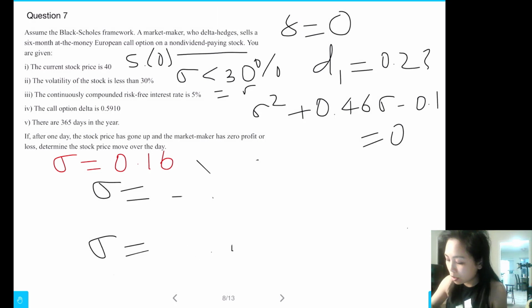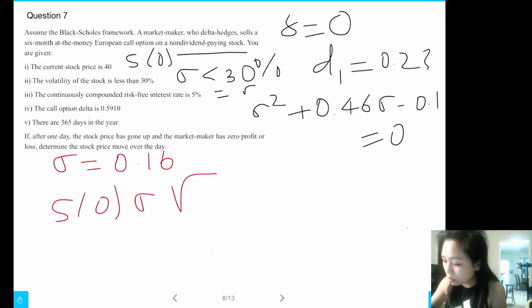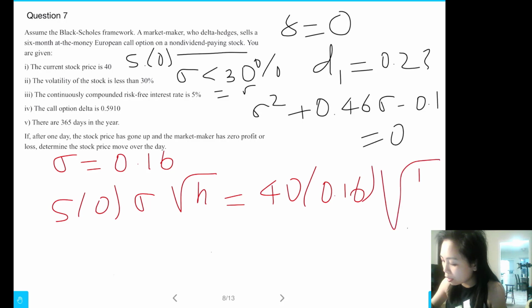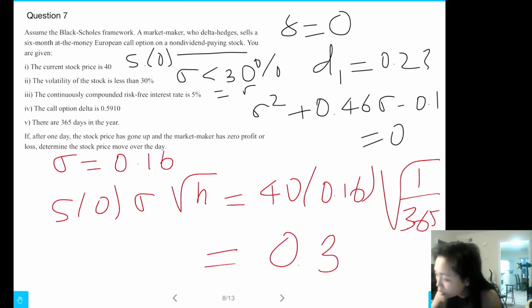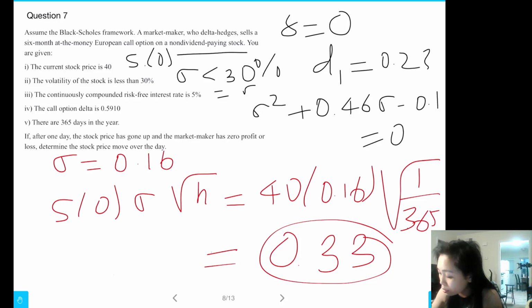So we got sigma, and now we need to find the new price. So we got S0 times sigma times square root of h. It should be equal to 40 times 0.16 times square root of 1 over 365, and it should be equal to 0.33. So this is the stock price move over the day.